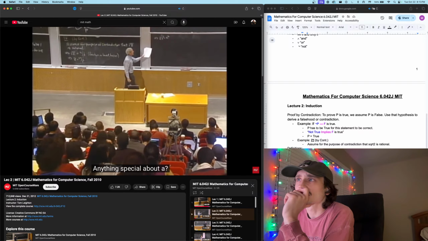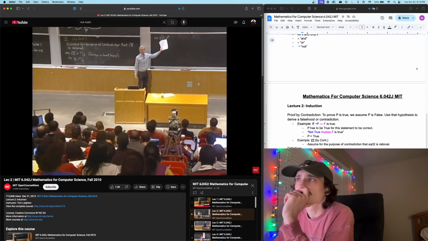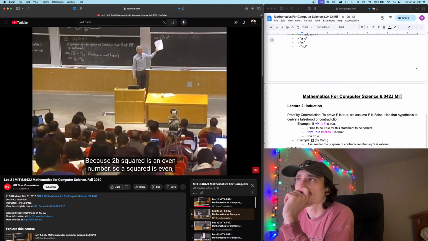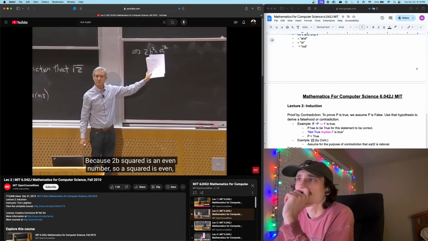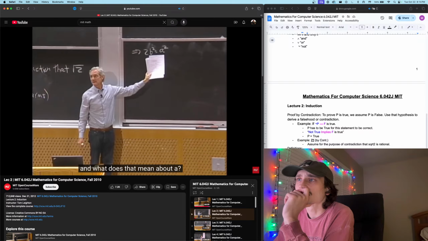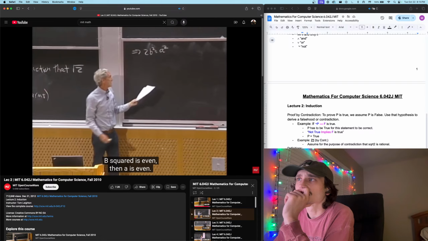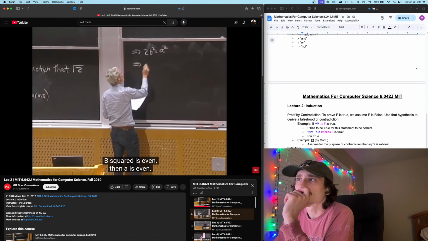Anything special about A? Can A be anything? A squared is even, right? Because 2B squared is an even number, so A squared is even. And what does that mean about A? A is even. If A squared is even, then A is even. So A is even.